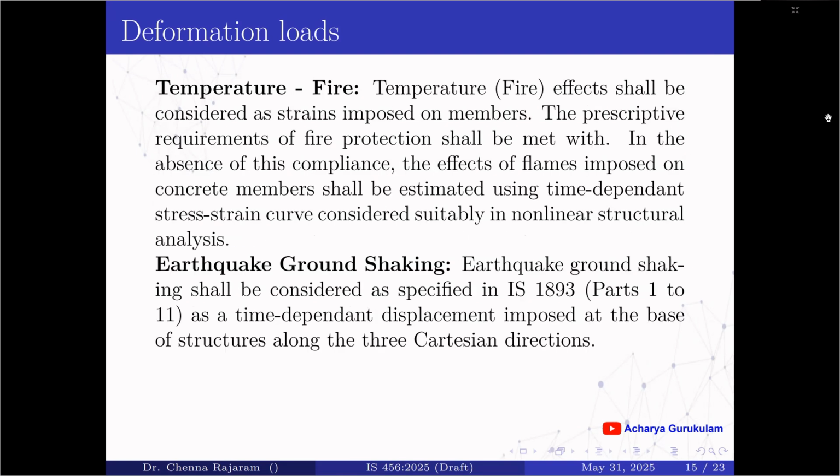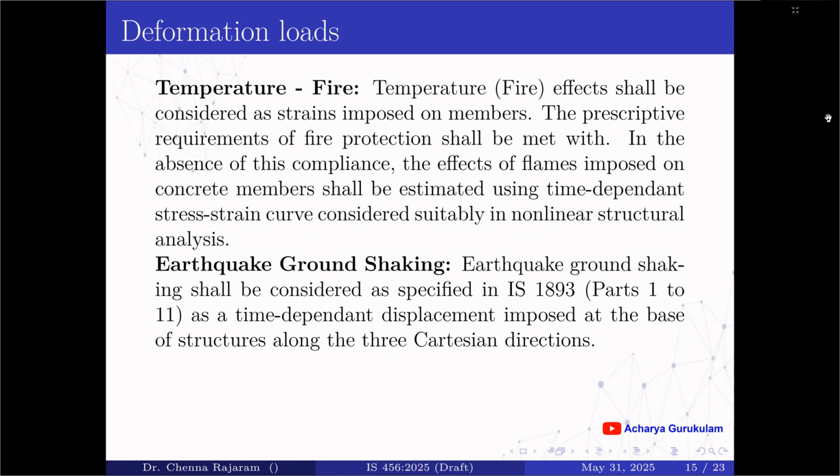The second temperature load is fire. These temperature effects shall be considered as strain imposed on the members. The prescriptive requirements of fire protection shall be met. In the absence of this compliance, the effects of flame imposed on concrete members shall be estimated using time-dependent stress-strain curves, considering suitably in nonlinear structural analysis.